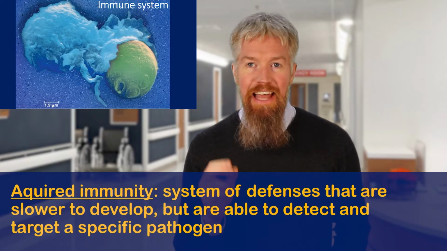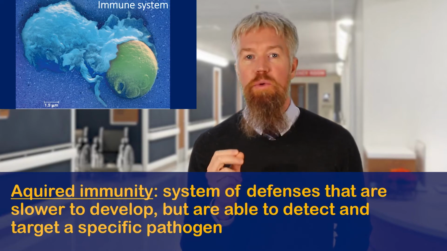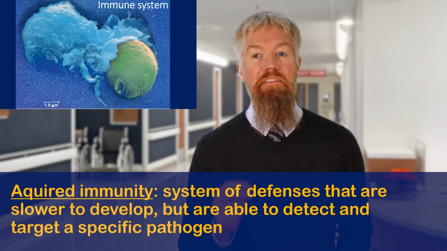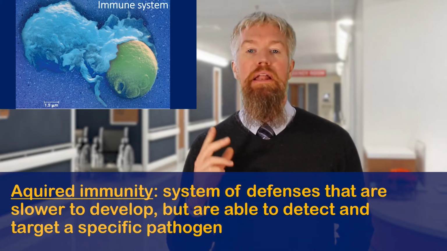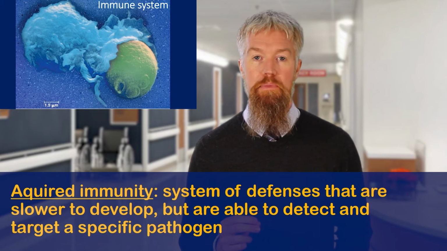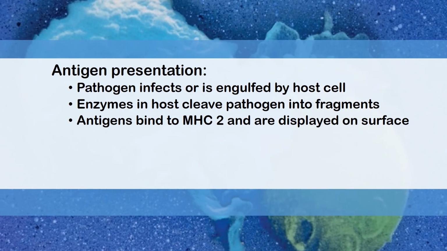When we talked in the last video, we were discussing the acquired immunity. The acquired immunity is going to be the system of defenses that are slower to develop, but are able to target specific pathogens. We left off with our discussion of antigen presentation.